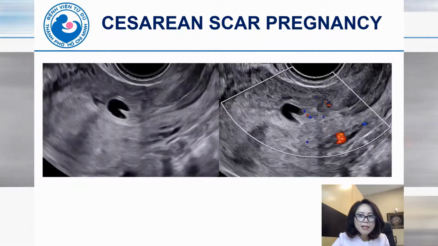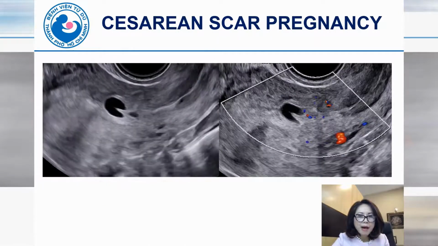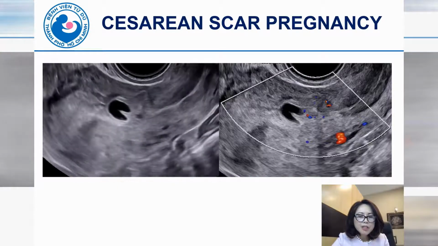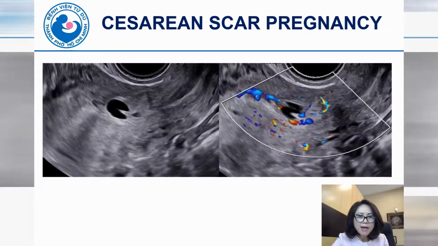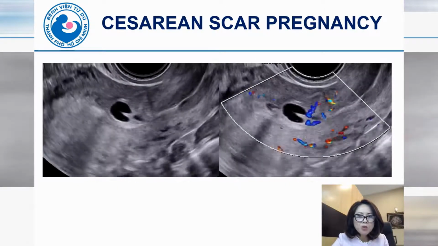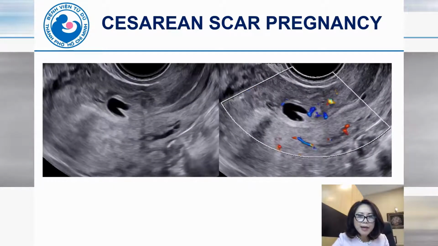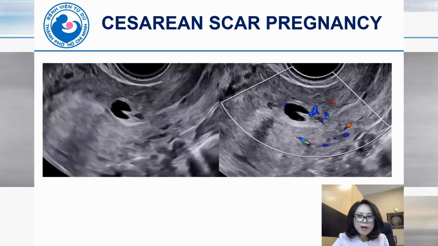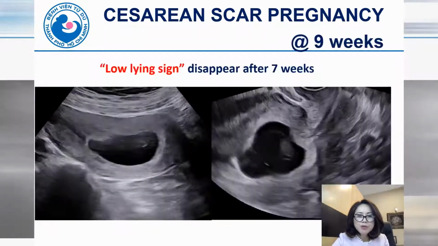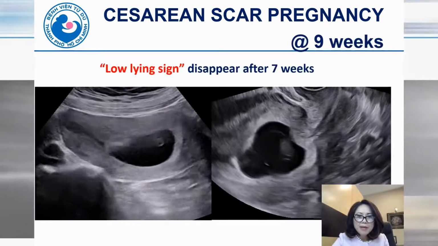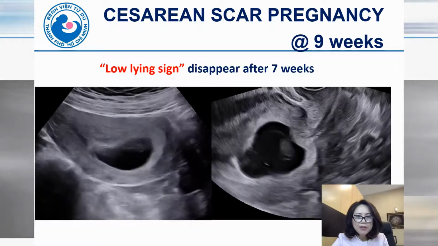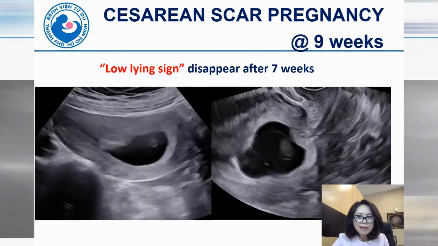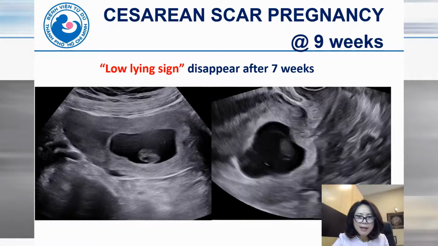This is a case of partial cesarean scar pregnancy. You can see the GS partially invading the anterior myometrium but also protruding into the cavity of the uterus. The couple would like to carry on the pregnancy, so we continue to follow up. The same patient at 9 weeks, transabdominal scan and transvaginal scan.